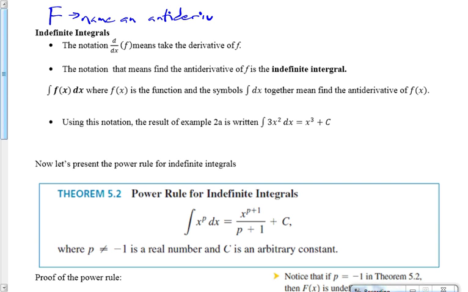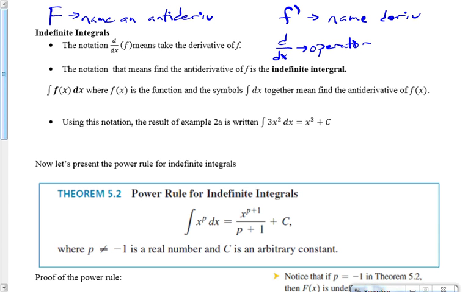Kind of like F prime was used to name a derivative. Okay? Now, with derivatives, we had an operator. The operator for derivatives was d dx. That's an operator. It's kind of a command that says find the derivative of.